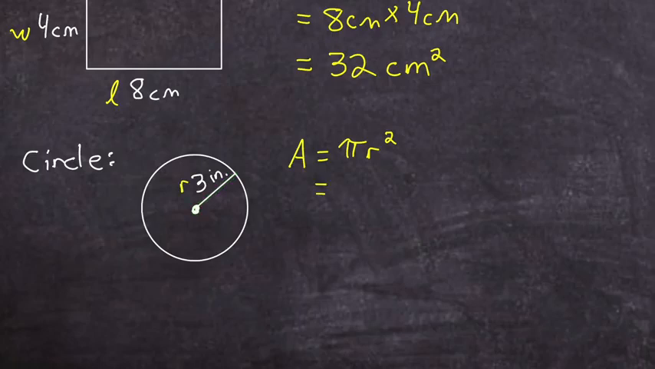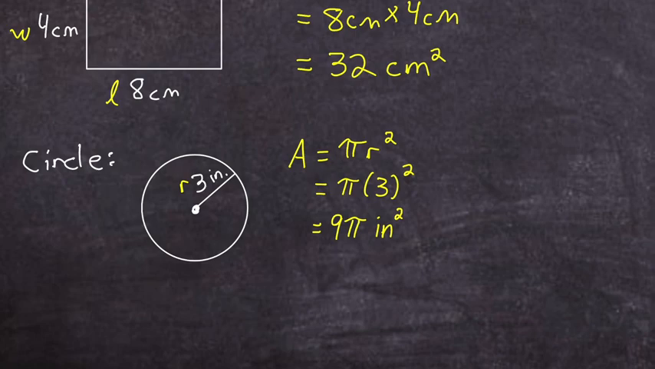So my area would be pi times 3 inches squared. That gives me, 3 squared is 9, so it gives me 9 pi inches squared. Area, the units are always squared for area.